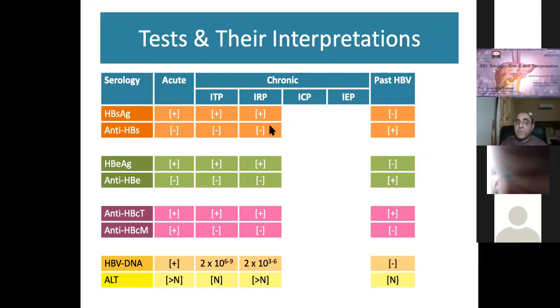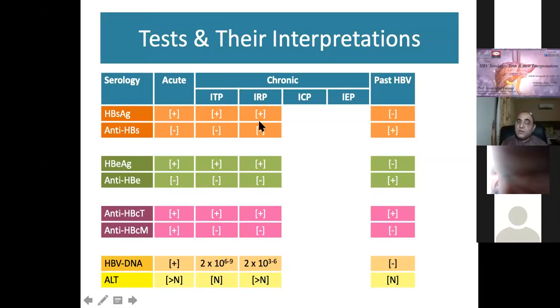Because E antigen is positive in these 2 phases, this one is called HBe antigen positive infection because the ALT is normal, and this one is called HBe antigen positive hepatitis because the ALT is raised here and inflammation has set in by the immunological attack on hepatocytes.